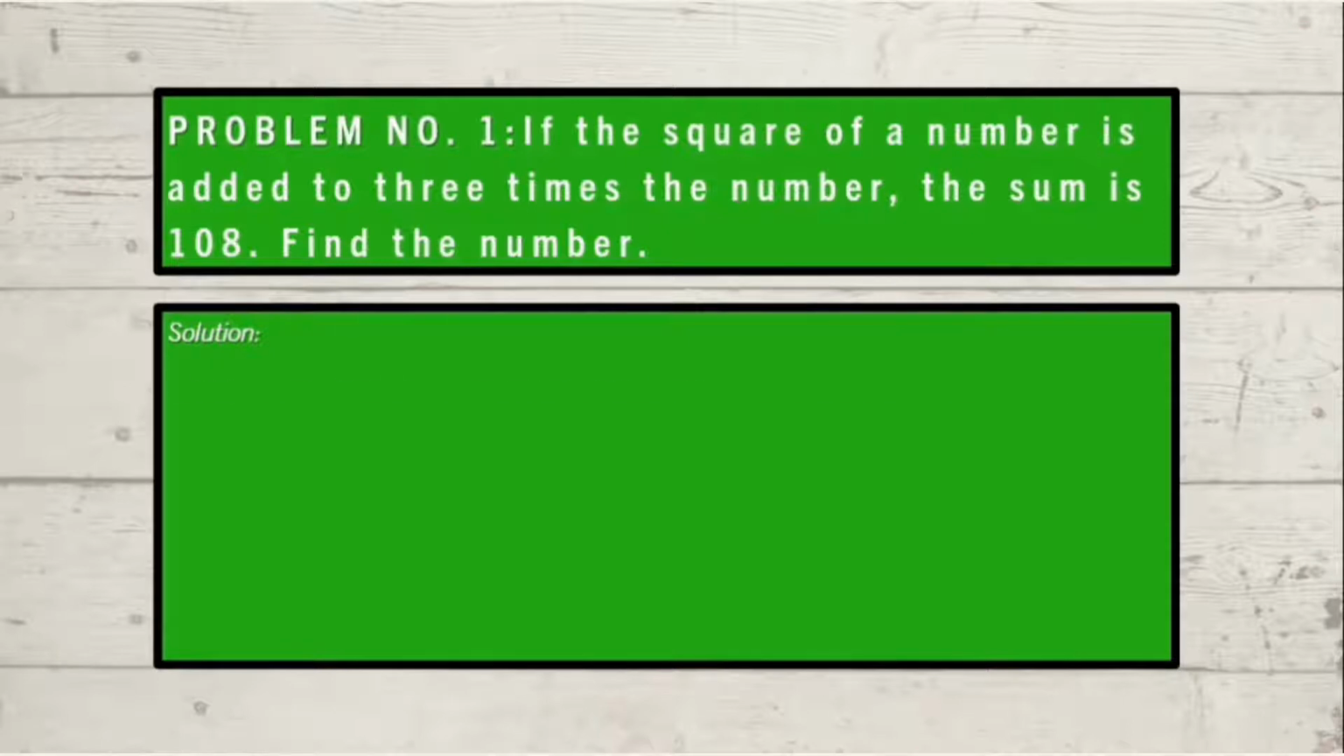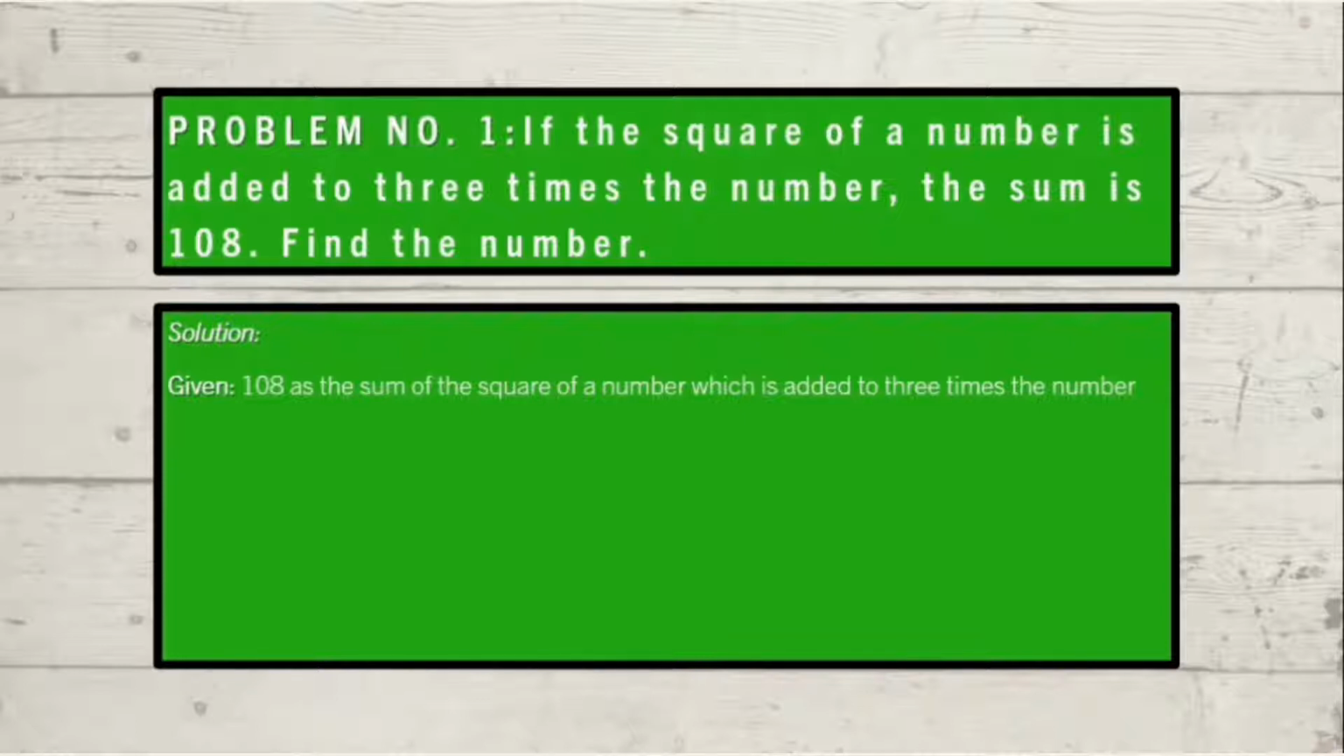The given is 108 as the sum of the square of a number which is added to 3 times the number. And what we are looking for is the number. For our representation, we represent the unknown or what is asked in the problem. We write, let x be the number. Now, let us write the equation.